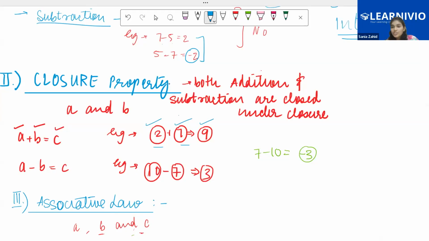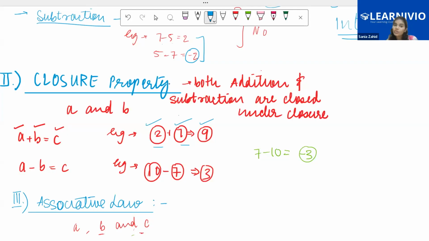Alright. So I know addition follows the closure property. Now what about subtraction? I have an integer 10. Now I subtract 7 from 10. So 10 minus 7 is 3. So 10 is an integer, 7 is an integer. Is 3 also an integer? Yes, 3 is also an integer. So, closure property is followed by both addition as well as subtraction. Is this thing clear? Yes.